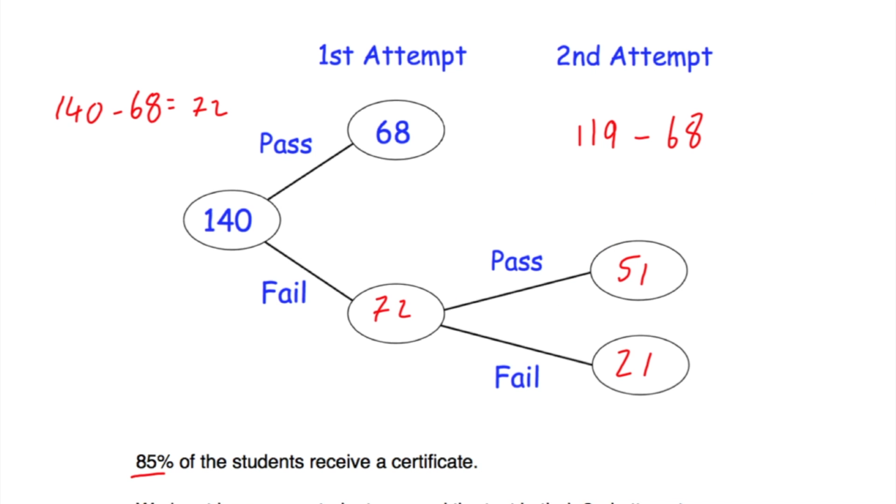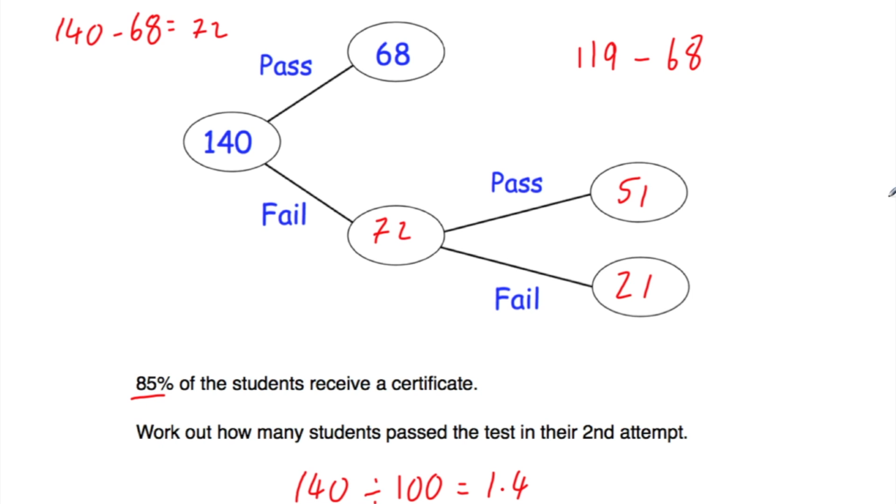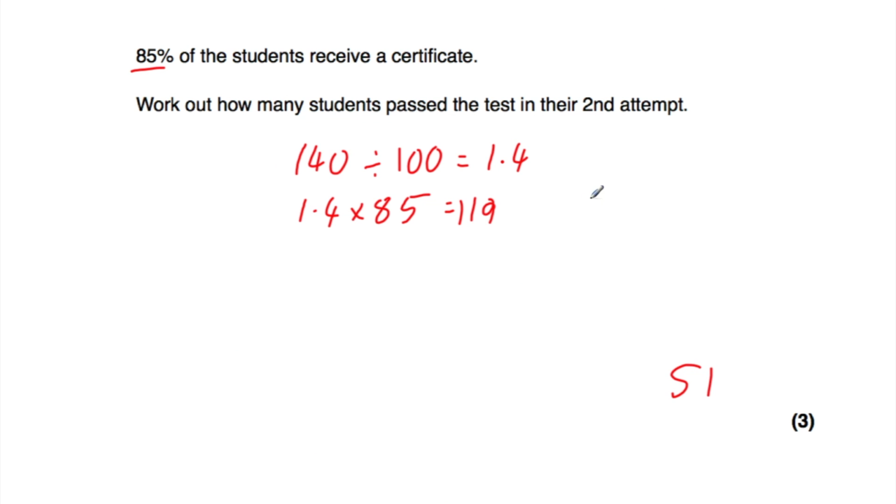So the question says, how many students passed on their second attempt? The answer is 51. So the answer is 51, and that's it.